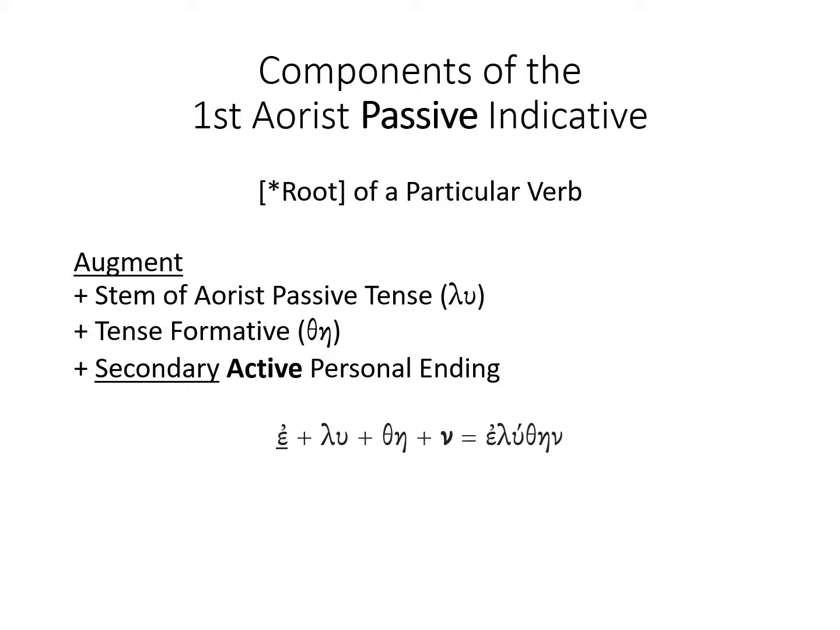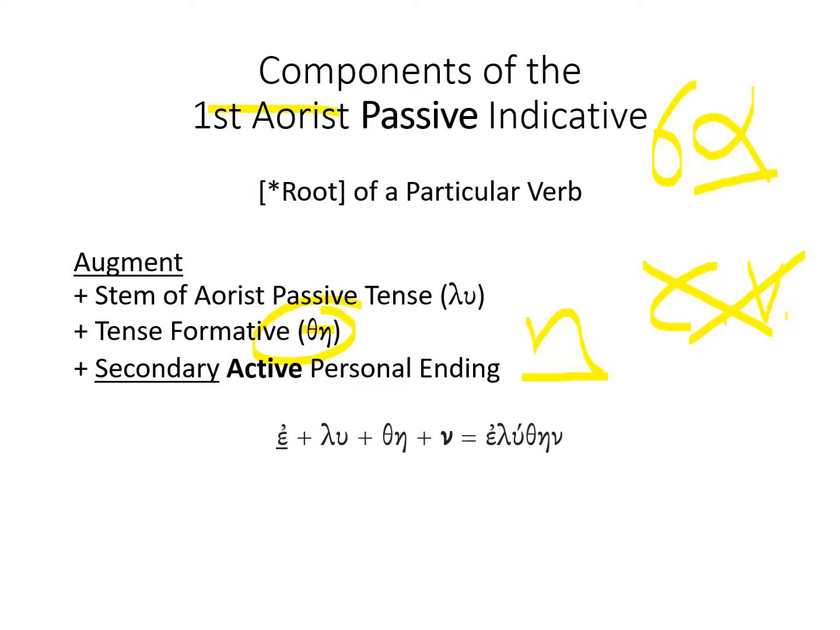So let's think about the first aorist passive for a moment. Initially, I want to draw your attention to the tense formative. This tense formative, θη, ends in eta, which is a vowel. And if we have a tense formative ending in a vowel, we do not need, that's right, the connecting vowel, just like the first aorist active. The first aorist active tense formative, σα, had that alpha, therefore we didn't need the connecting vowel. Same principle here with θη.